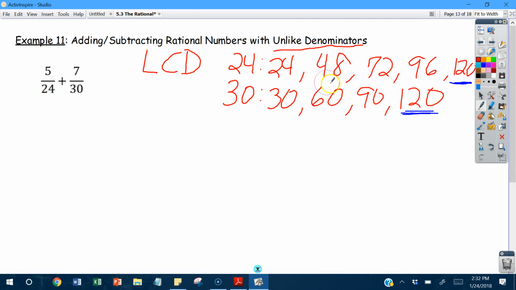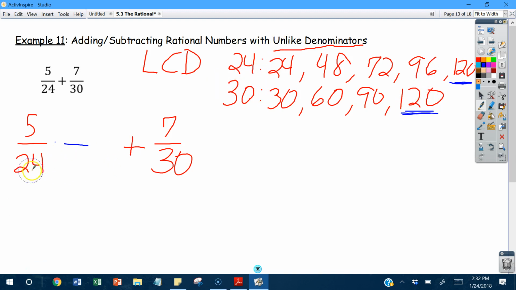So now that we found that, we want to transform both of these fractions, both of these rational numbers, into fractions with a denominator of 120. Okay, so to do that, let's just start with 5 over 24. I'm going to try to do this all in one line to see if I can save some space. I'm going to leave a little space here. But we want to multiply 24 times whatever number will give us 120.